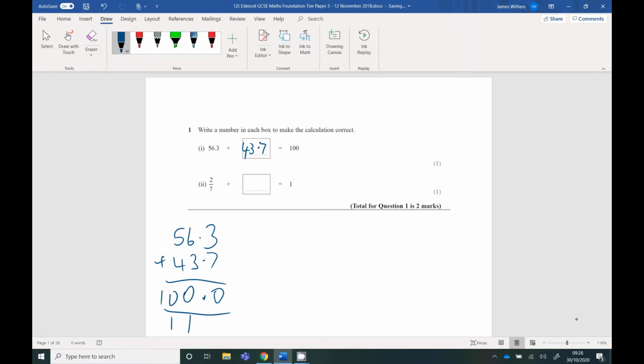Now for part 2, 2 sevenths add 5 sevenths equals a whole. Okay, 7 over 7 is a whole, and when we're adding fractions with the same denominator, same bottom number, you just add the numbers on top.